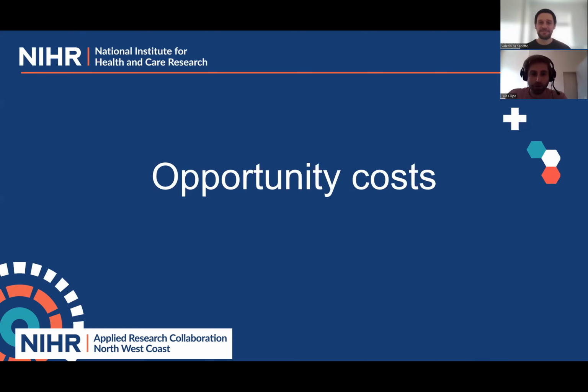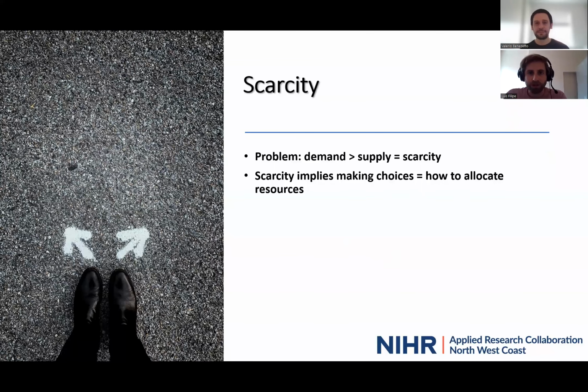Today we are going to address one of the most important concepts of health economics, not only health economics, economics in general, which is called the opportunity cost. So let's go. First things first, if you ever took any course, any one hour course in economics, you are going to know about the economic problem.